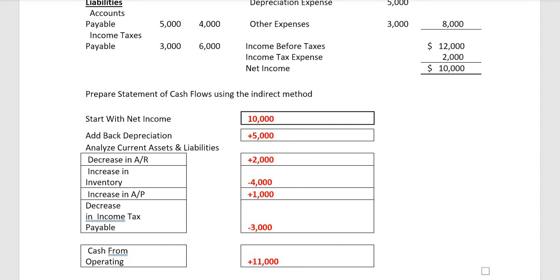Okay, I hope these helped reinforce what we learned about statement of cash flows.